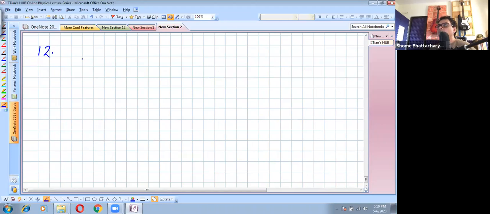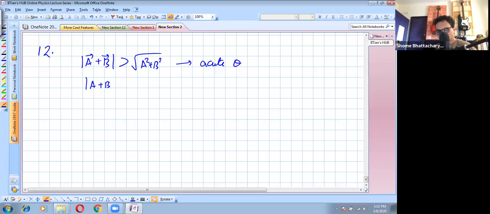Okay, so in 12th, use this: that mod of a plus b, if it is greater than root of a square plus b square, that means it's an obtuse angle. Otherwise it's an acute angle. And if mod of a plus b, here we are talking about a minus b. So what happens with a minus b? This gets reversed actually.